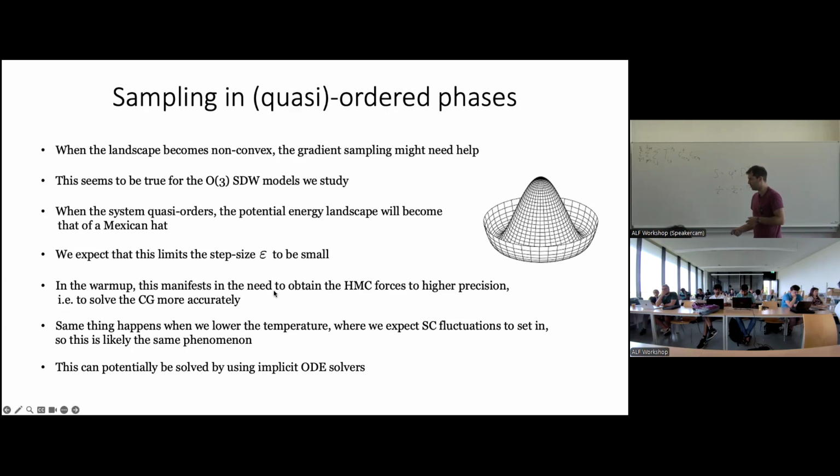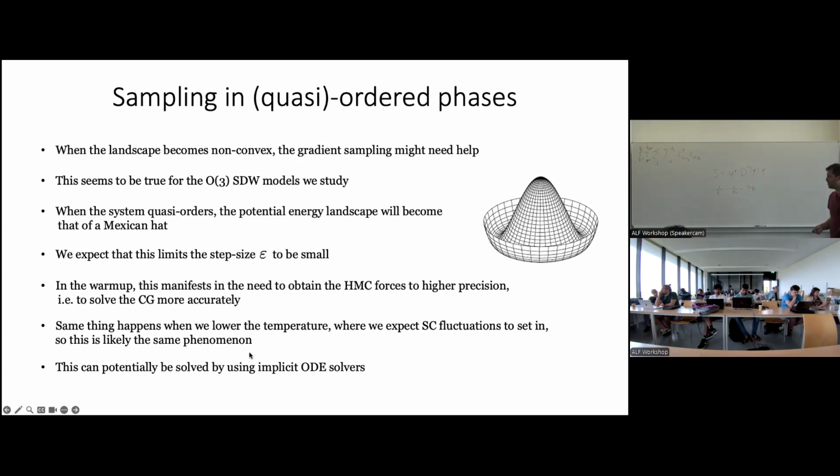And so of course we can just bite the bullet and solve the system to higher precision. But as you go deeper and deeper into the ordered phase, it seems like the warm-up really starts to break down due to the fact that you need to solve it to larger and larger accuracy. Although we have not tested it, so we haven't seen what accuracy we need to solve it to, depending on this value of lambda_c minus lambda being large.